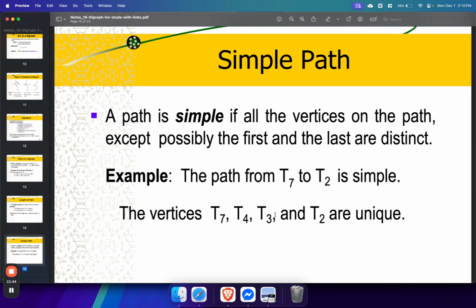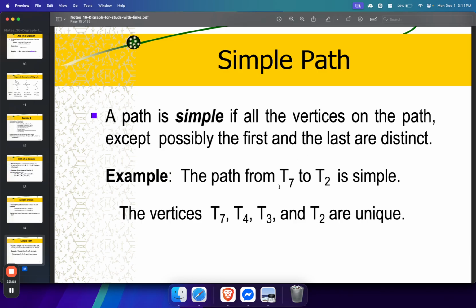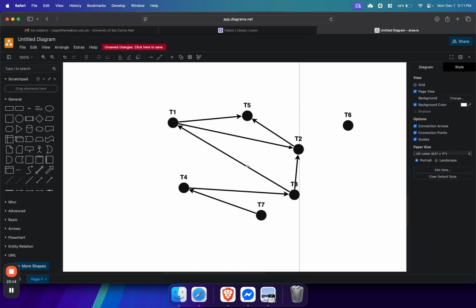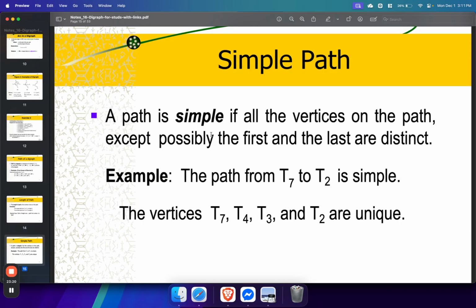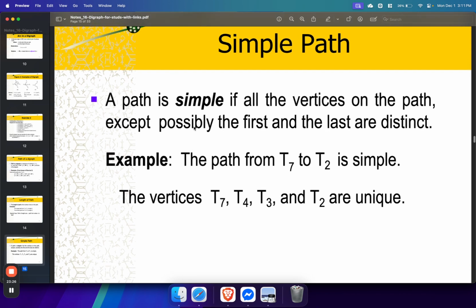So we go on to more definitions. Simple path. A path is considered simple if all of the vertices on the path, except possibly the first and the last, are distinct. So the path from T7 to T2 is considered to be simple. 1, 2, 3, 4, 5. It is considered simple because all of the vertices in that path are unique. The moment magbalik-balik gani ang imuhang vertex or you go back to a specific vertex, that removes the simplicity of the path and it's no longer considered to be simple.